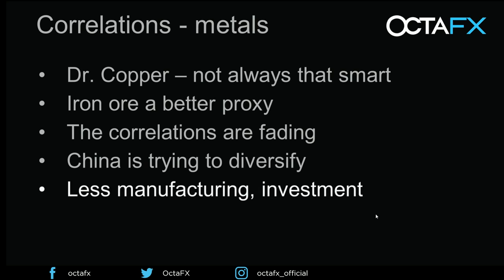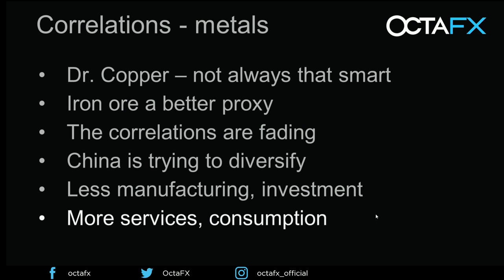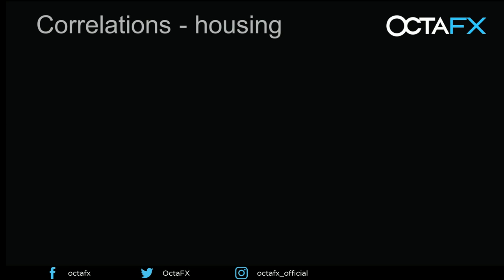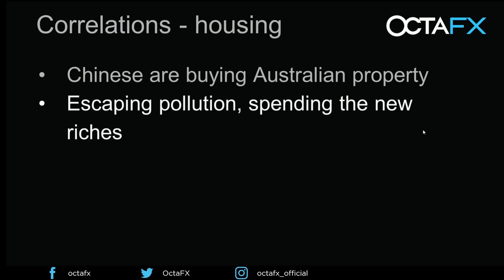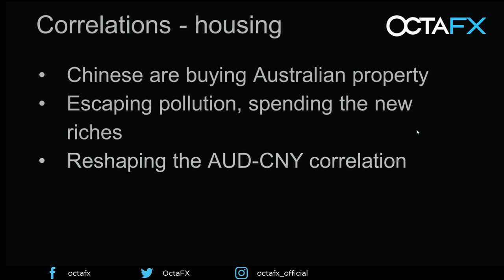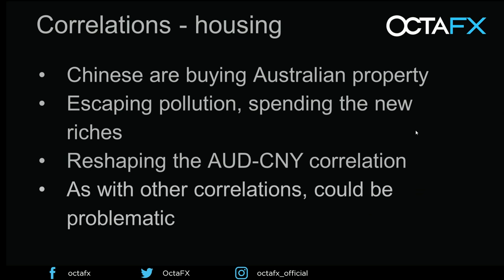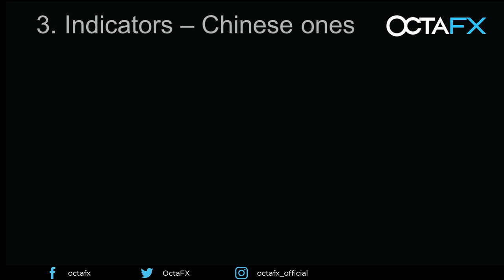But this new wealth, this new consumption can reach the shores of Australia as well. Housing, that's what we're talking about right now. So Chinese wealthy or middle class are buying more and more Australian property. They're escaping pollution in China, and they have more money to spend thanks to the boom of the Chinese economy. And it's reshaping the Australian dollar, Chinese yuan, or Australian-Chinese correlation. Okay, as with other correlations, it can be problematic. You cannot always rely on these correlations to trade.